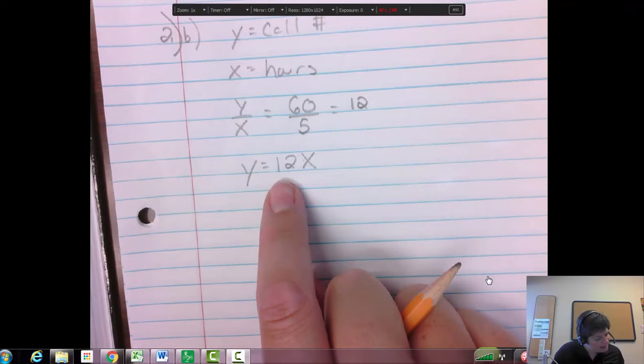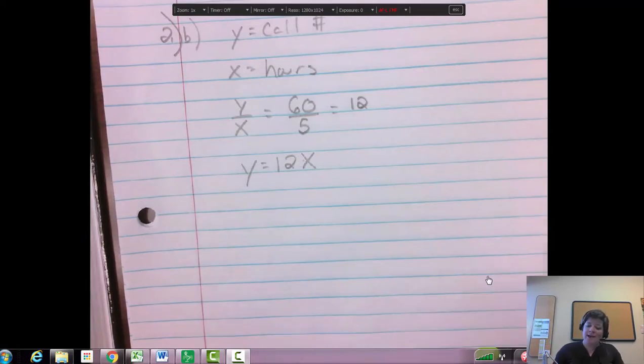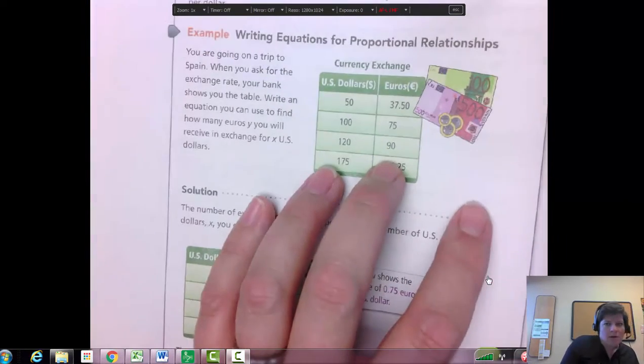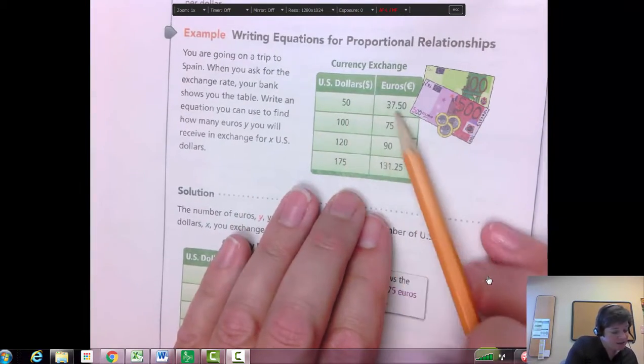All right, let's see. So you might be given a chart and you have to write an equation. Well, how would I do that? Okay, well, let's look at this example here. This one has $50 to euros.